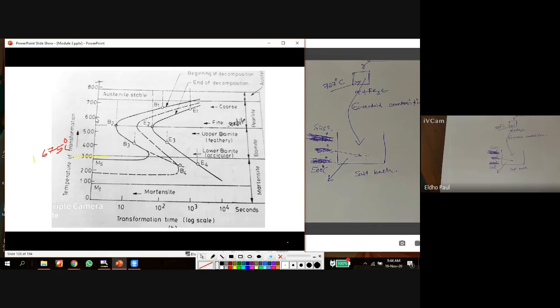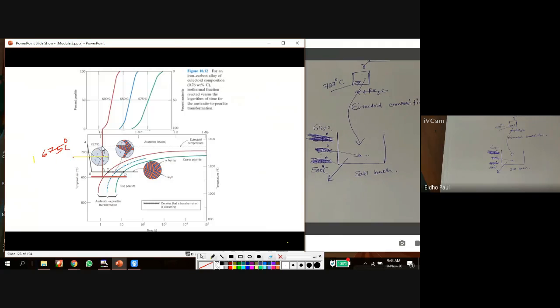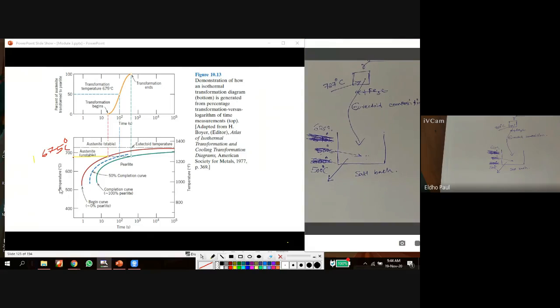From 550 to 727, in this range, we have pearlite. In the top region we have coarse pearlite, and in the bottom region we have fine pearlite. So this is the region of pearlite formation. We cool up to 550 and the resulting solid is pearlite. So up to this point, in this area, the austenite is converted to pearlite.